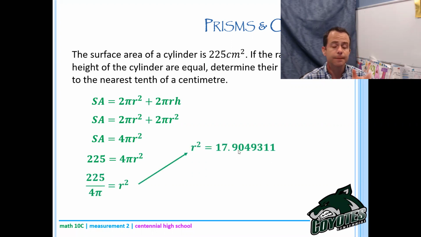So I did figure out what 225 divided by 4 pi is first. I get 17.9049311. In my calculator, though, I'm going to keep using that. So I'm going to use the answer button from here on in. That way I don't run into any rounding error. So when I take the square root of both sides and then round, I will have 4.2 as the radius.